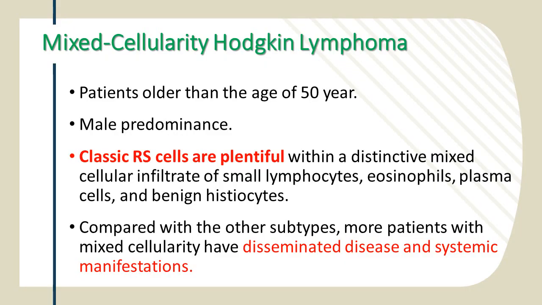The second subtype is called mixed cellularity Hodgkin lymphoma. It is the most common form of Hodgkin lymphoma in patients older than 50 years of age and comprises about 25% of cases overall, with male predominance. In such subtype, classical Reed-Sternberg cells are plentiful, within a distinctive mixed cellular infiltrate of small lymphocytes, eosinophils, plasma cells, as well as benign histiocytes. Compared with the other subtypes, more patients with mixed cellularity have disseminated disease and systemic manifestations.